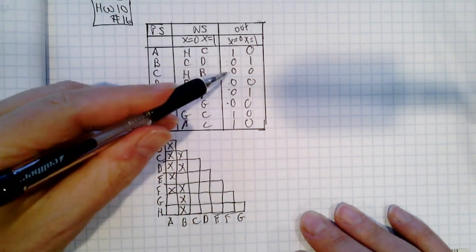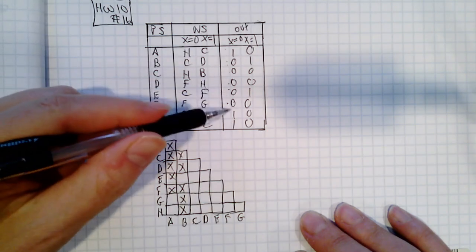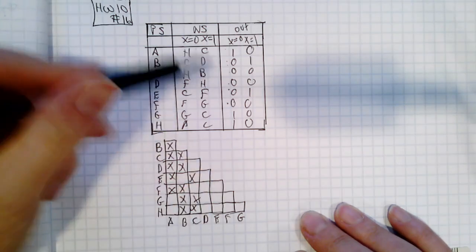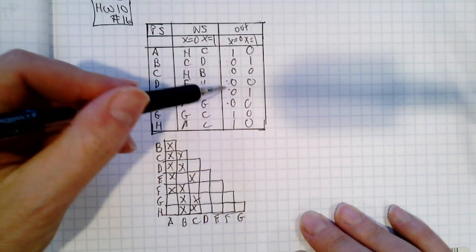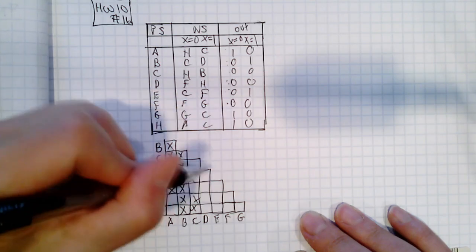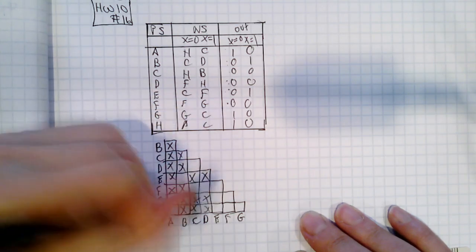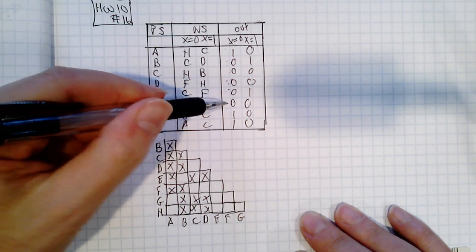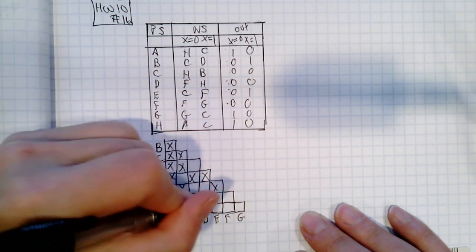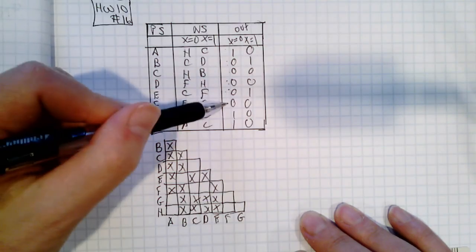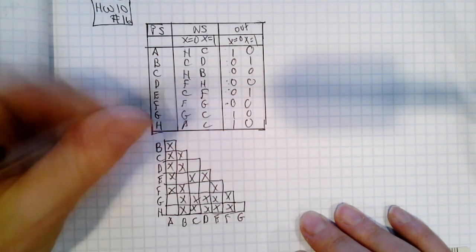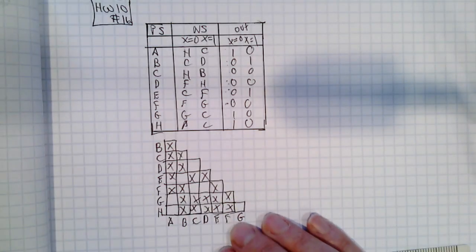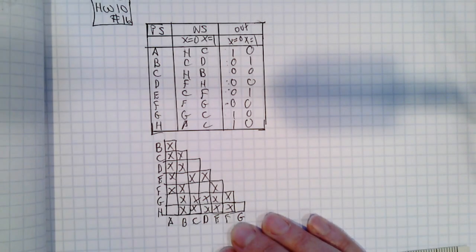C is different from E, G, and H. D is different from E, G, and H. E is different from F, G, and H. F is different from G and H. And G might be the same as H. So we've eliminated a lot of comparisons. Right? That was pretty good, actually.